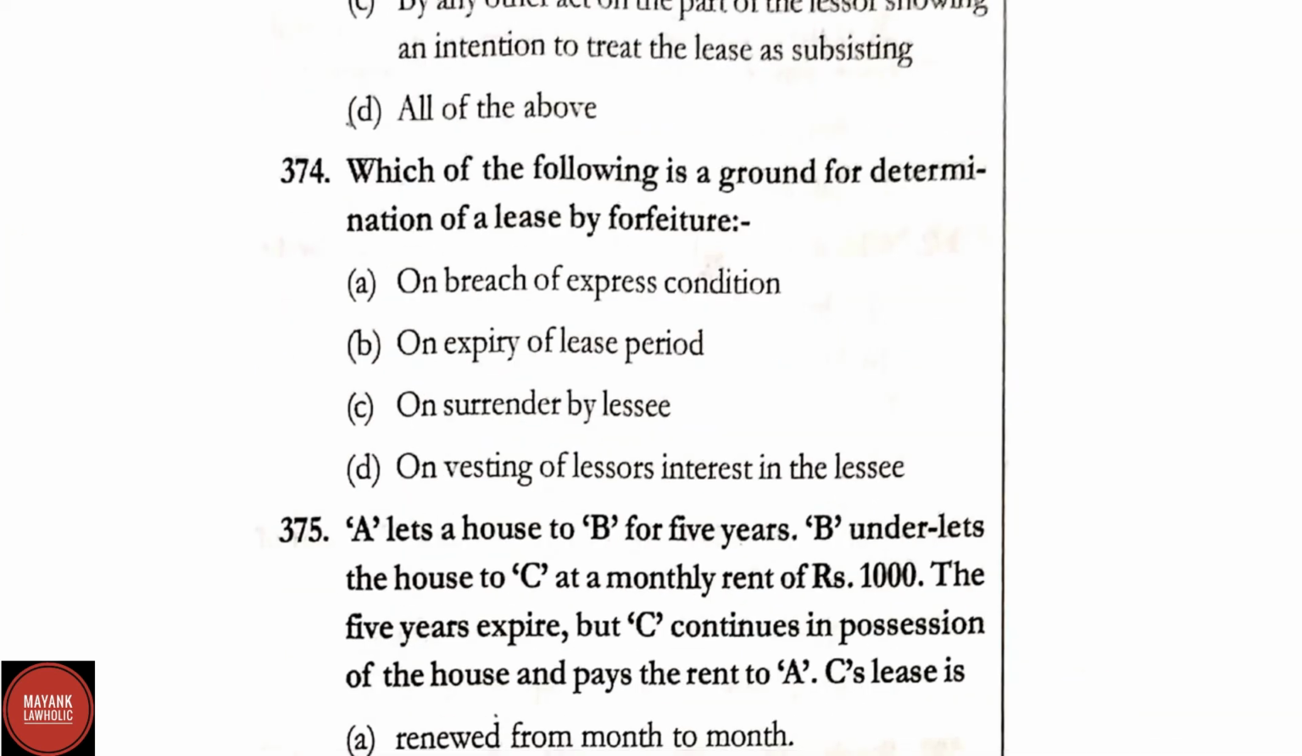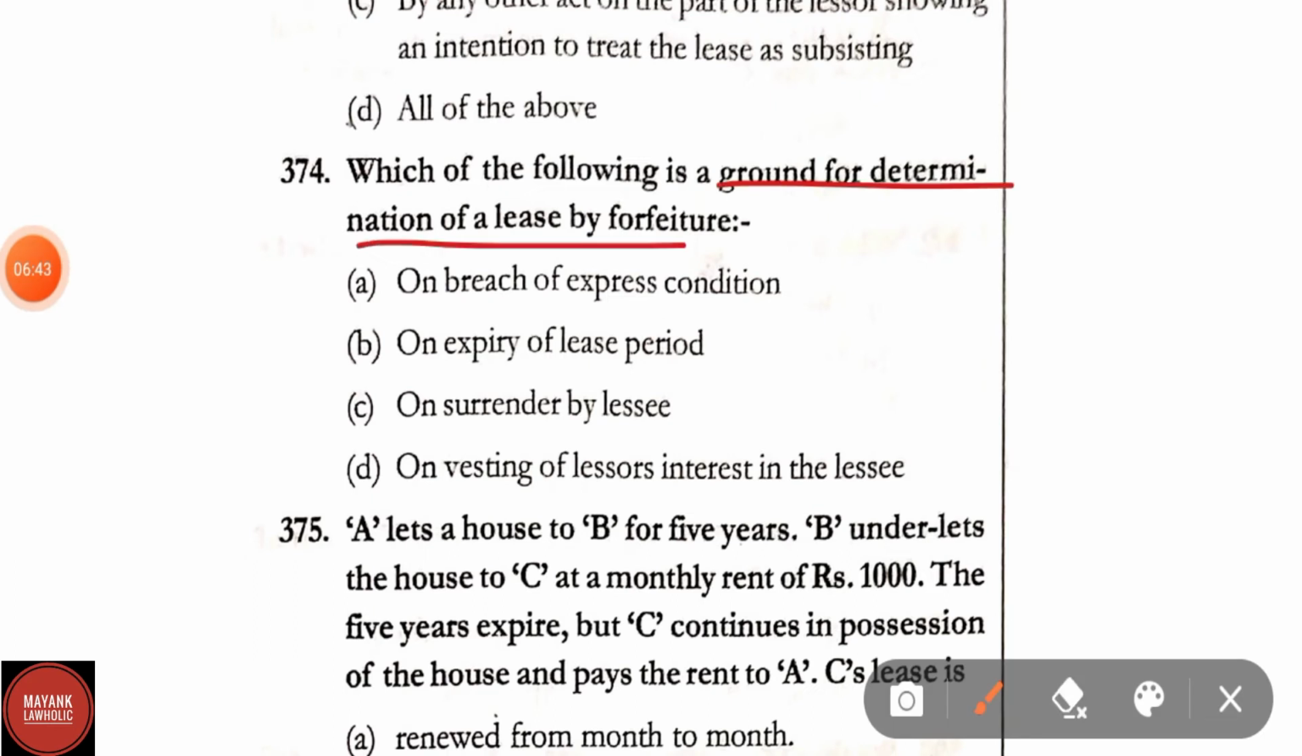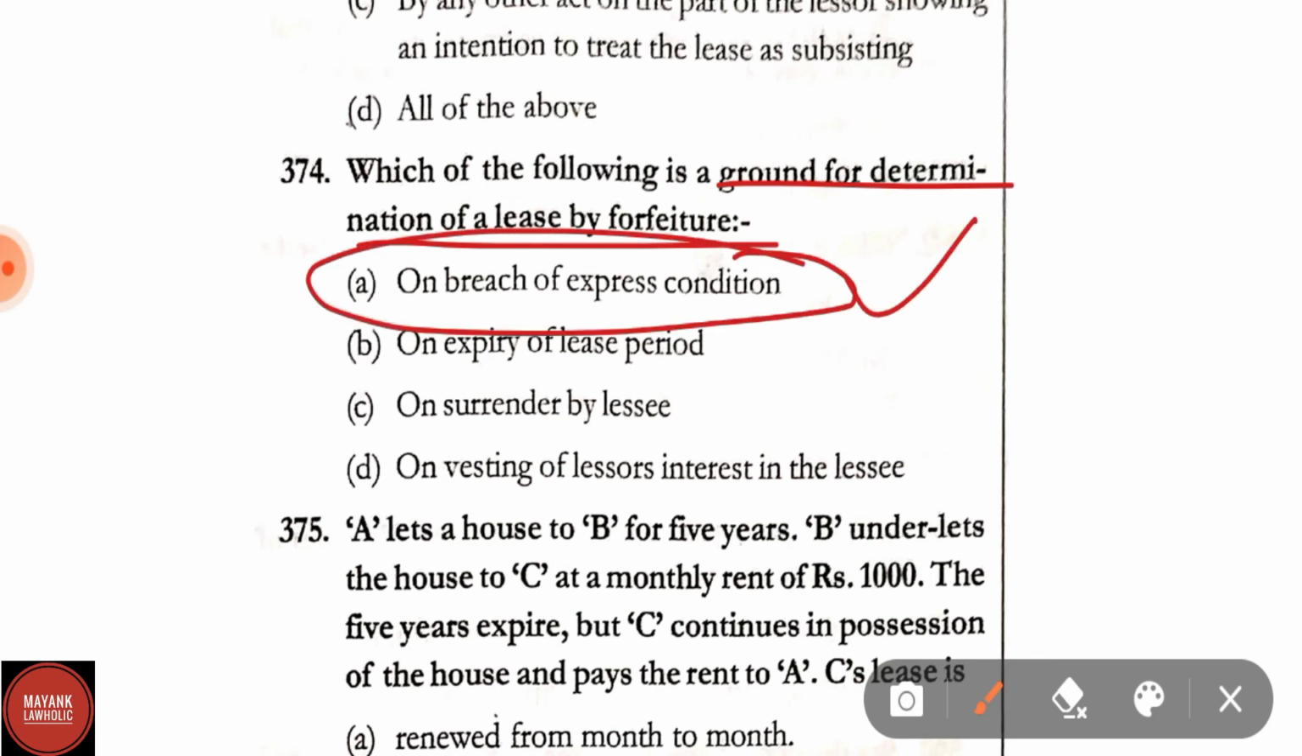Question number 374. Which of the following is a ground for determination of a lease by forfeiture? Option A, on breach of express condition, on expiry of lease period, on surrender by lessee, on vesting of lessor's interest in the lessee. Here correct answer is option A, that is on breach of express condition.